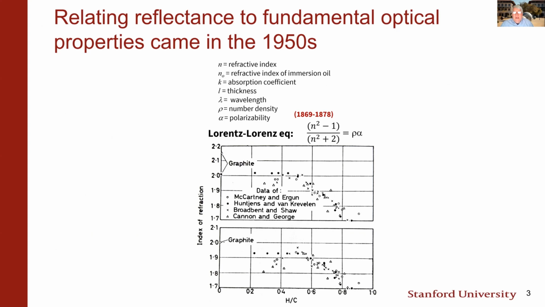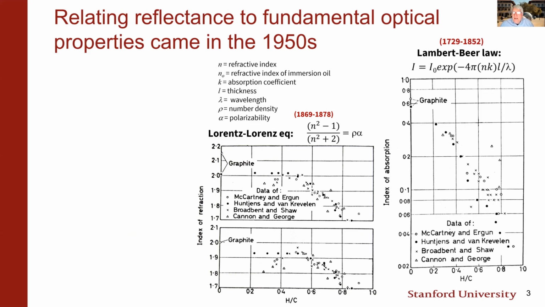underlying vitrinite reflectance. We'll start in the middle of the page here with the Lorentz equation. All three equations which appear on this page come from the 1800s. The Lorentz equation relates the refractive index to the number density, rho, and polarizability, alpha, of the molecules in the material. And here you see some results plotted by McCartney and Ergen from various workers, including their own work.